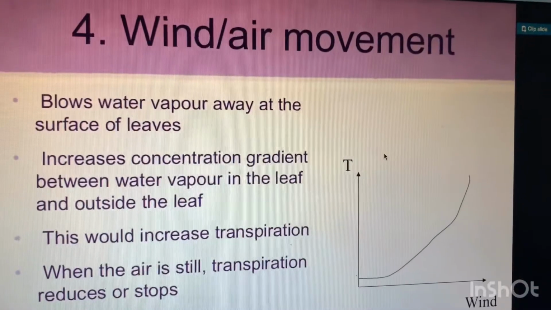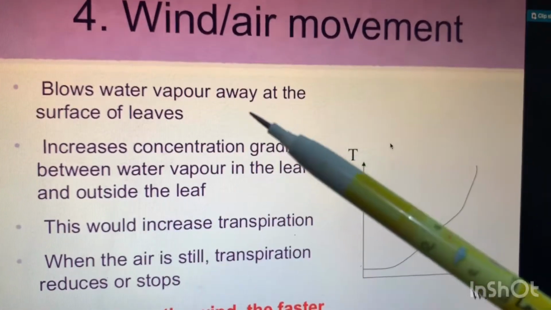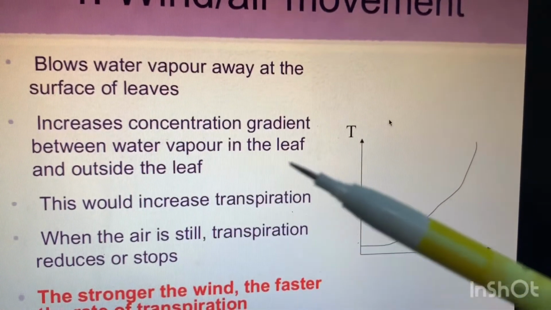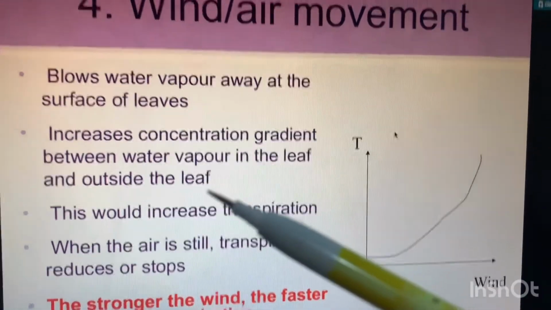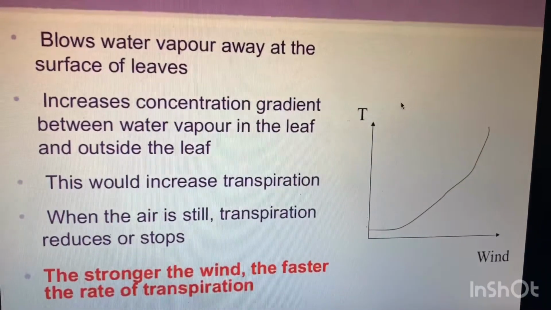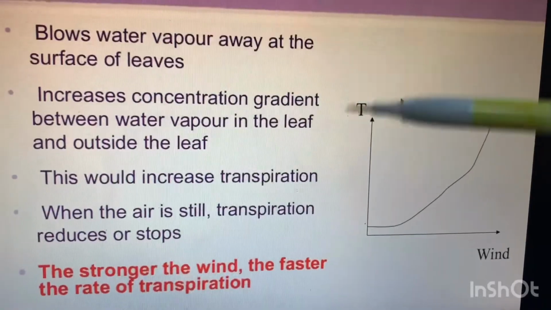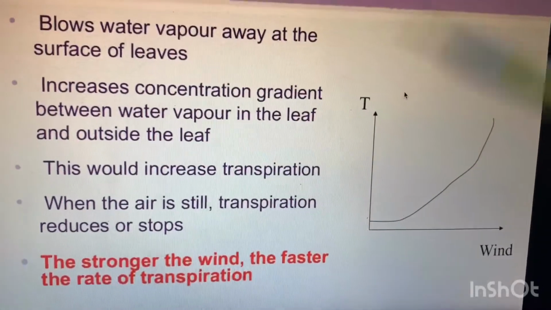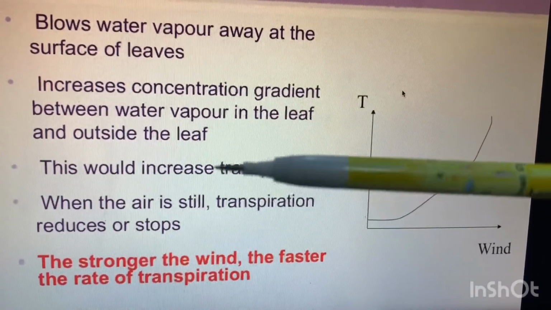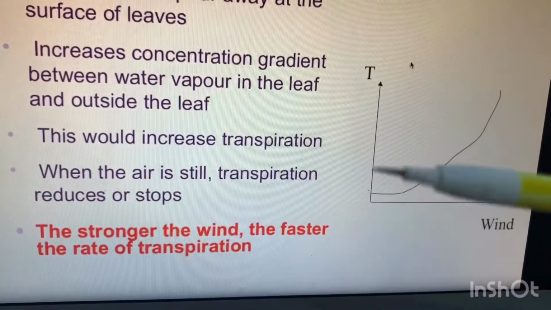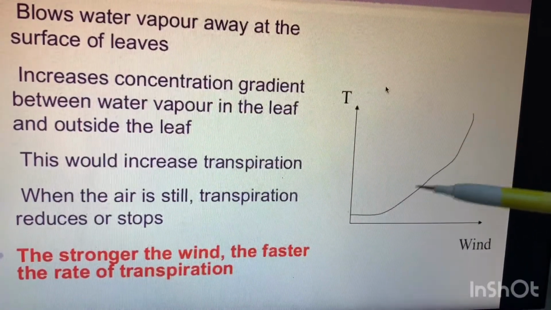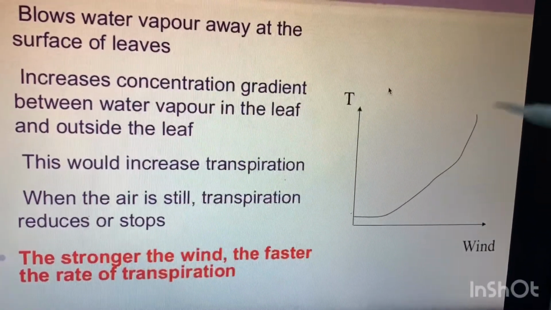Number 4 is wind or air movement. It blows water vapors away at the surface of leaves and increases the concentration gradient between water vapors in the leaf and the outside of the leaf. This would increase transpiration. If the air is still, not moving, transpiration reduces or it just stops. As you can see, the stronger the wind, the faster the rate of transpiration.